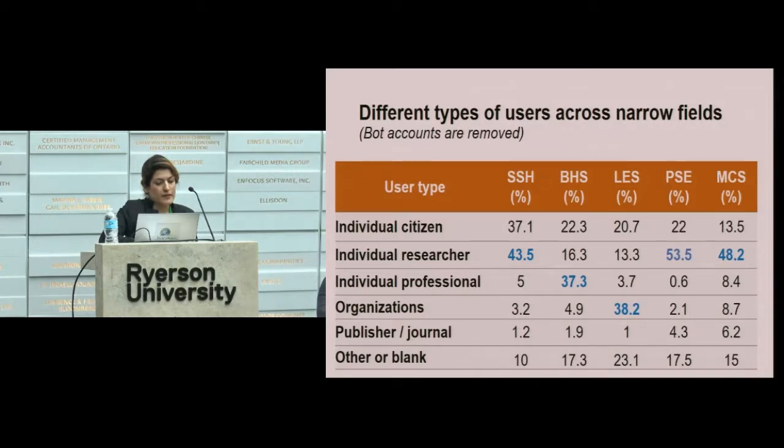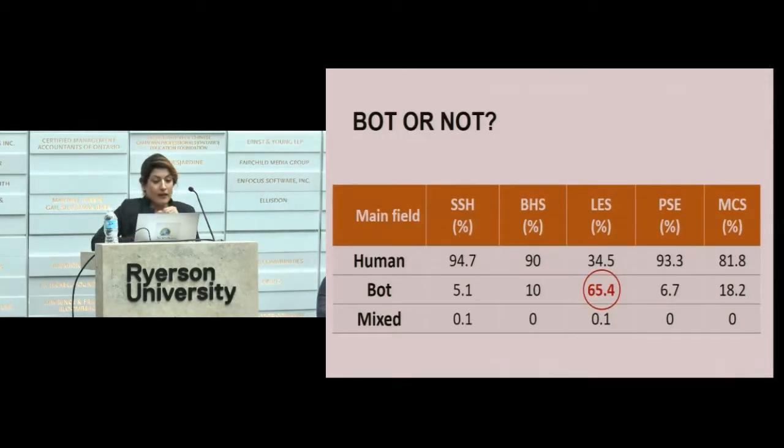In most fields, citizens or the general public come second. And we also wanted to figure out whether they are human beings or bots, or a mix of both. We came to this: it seems that in social sciences and humanities it's more reliable, because more than 94% of the users in our sample were found to be human.